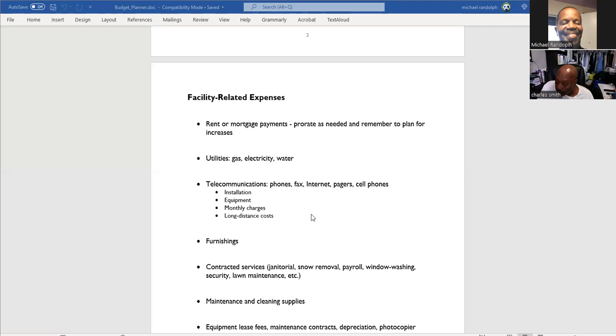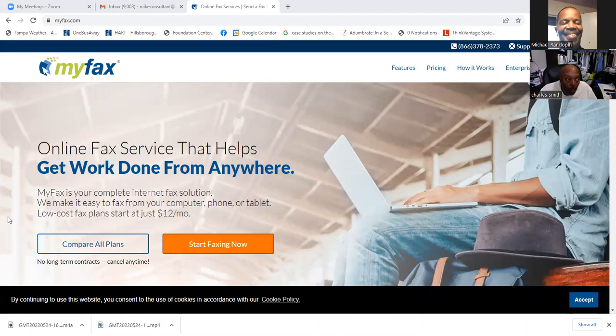Let me see if they give me my fax. Let me enter. Okay, let me come out of this and come here. So you see what's on my screen? Yes. See, it's an online faxing service that helps you get the work done anywhere. And see, they have different prices. Let me break down what that pricing is.